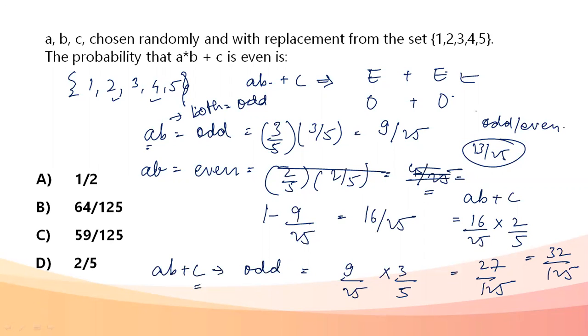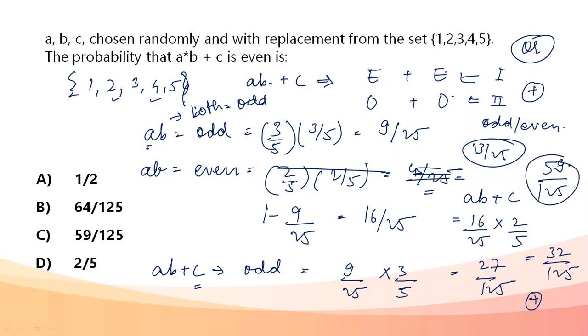So either this case 1 is going to give me an even number, or my case 2 is going to be giving me an even number. So when it is or, I do addition of the cases. My answer is 27 by 125 plus 32 by 125, that is 59 by 125. Answer comes out to be 59 by 125, option C.